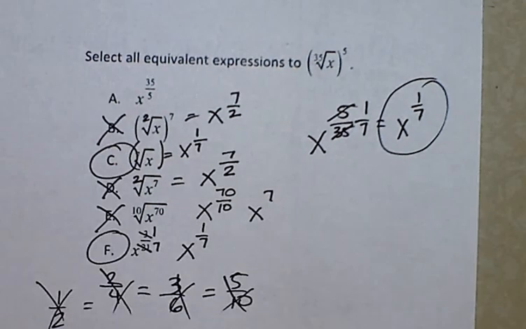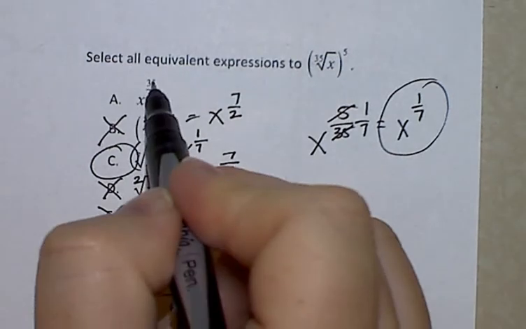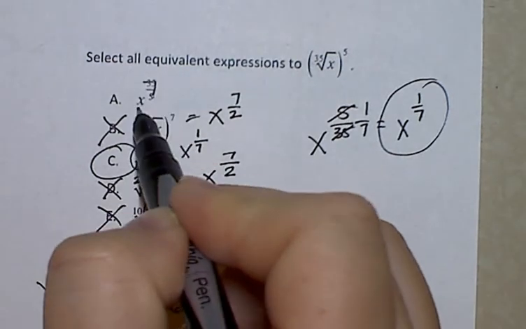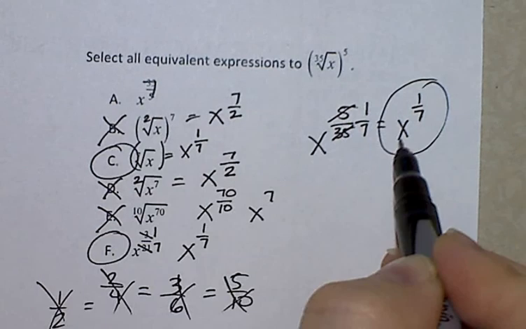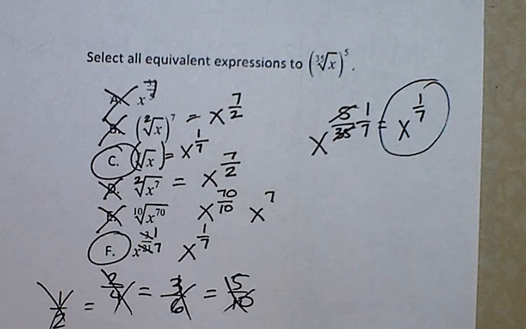And the last option, x raised to the 35 over 5. Well, 35 divided by 5 is the same as 7, and x to the 7th is not the same as x to the 1/7. Correct option is option C and F.